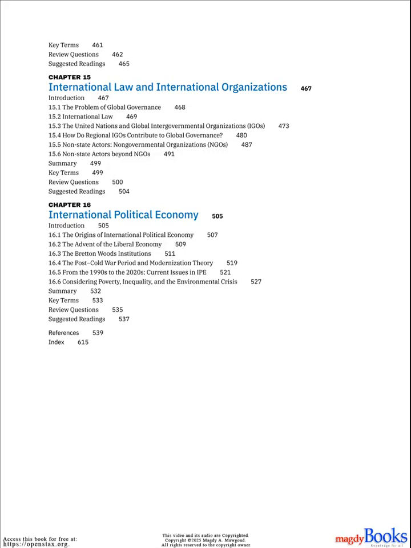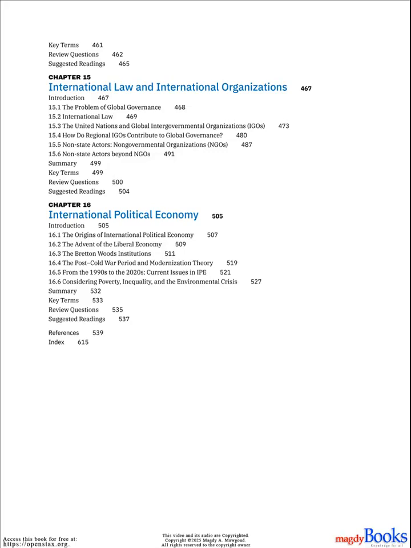Chapter 15, International Law and International Organizations. Introduction. 15.1, The Problem of Global Governance. 15.2, International Law. 15.3, The United Nations and Global Intergovernmental Organizations, IGOs. 15.4, How do regional IGOs contribute to global governance? 15.5, Non-state actors, non-governmental organizations, NGOs. 15.6, Non-state actors beyond NGOs. Summary. Key terms. Review questions.